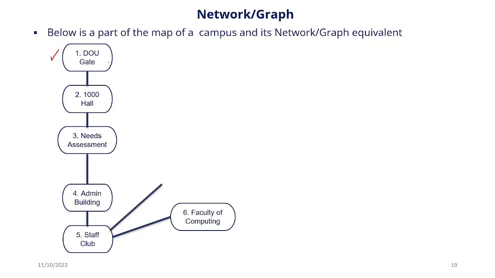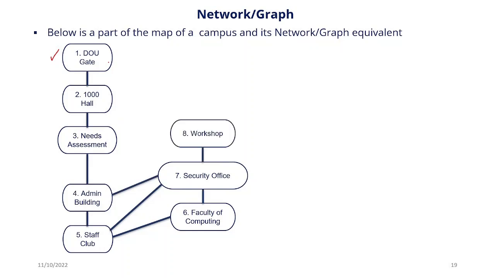You can also move from the staff club to the security office, and you can move between the security office and the faculty of computing. You can also move from the security office to the admin building, from the same place to the workshop, from the workshop to the needs assessment building. From the workshop you can also go straight to the 1000 capacity hall.